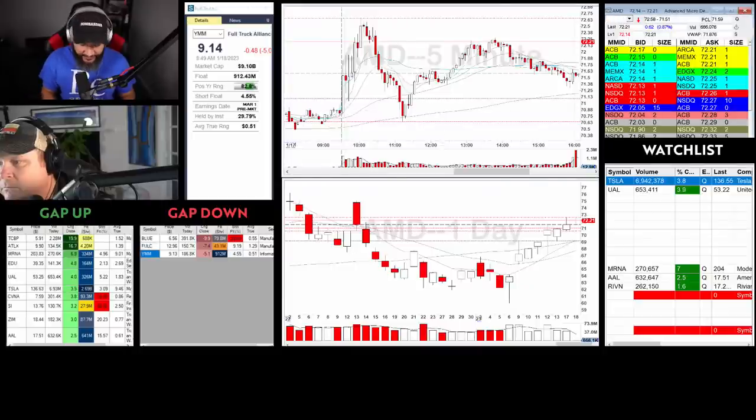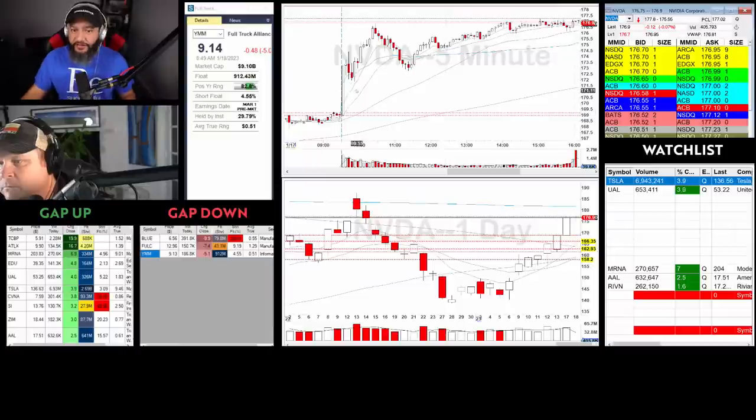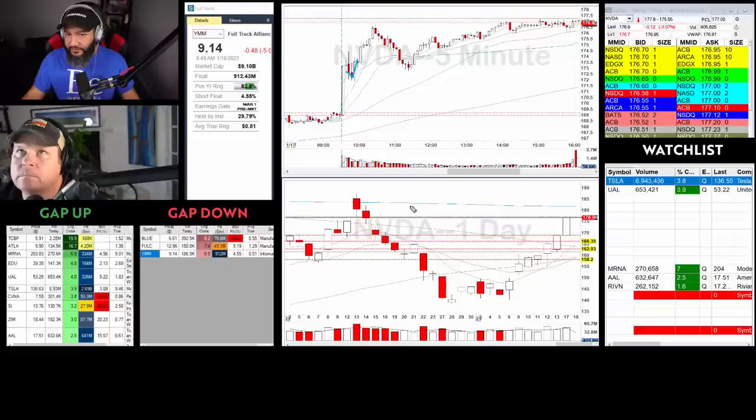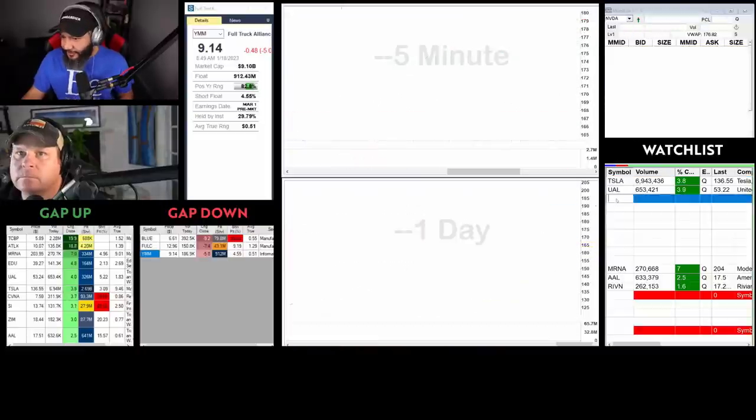NVIDIA was much, much cleaner. So yeah, see, that's nice. Nice little pullback there, and then recovers. Nice ABCD pattern, bull flag. Everything's going on there. Looking very good. Let's put NVIDIA on deck today.